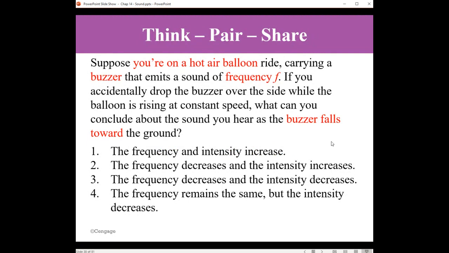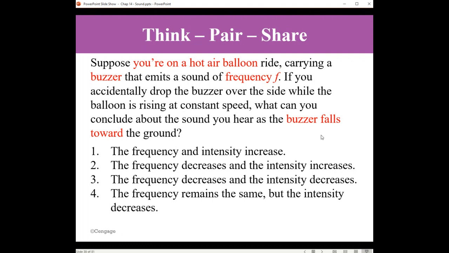Suppose you are on a hot air balloon ride carrying a buzzer that emits a sound of frequency f. If you accidentally drop the buzzer over the side while the balloon is rising at constant speed, what can you conclude about the sound you hear as the buzzer falls toward the ground?